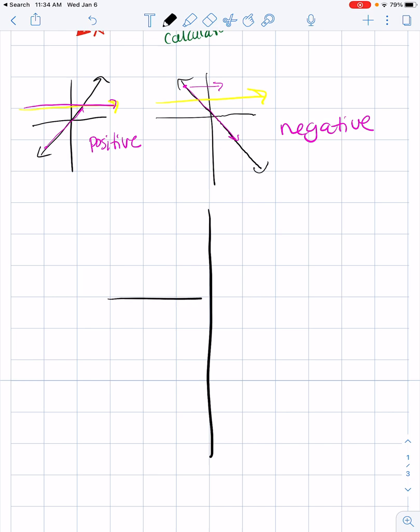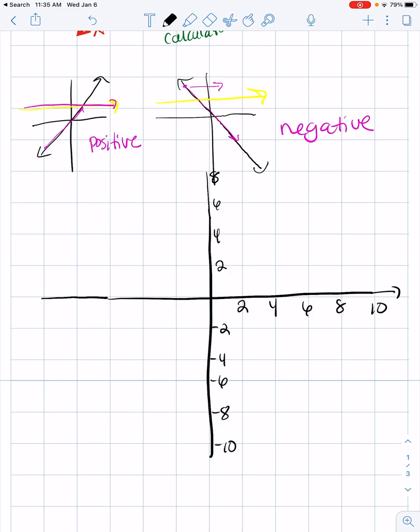You remember these graphs from geometry. And I'm just going to label each line. Actually, you know what, I don't want to do that. I'm going to count by twos. So 2, 4, 6, 8, 10, -2, -4, -6, -8, -10, 2, 4, 6, 8, and we'll do 10, and then -2, -4, -6, -8, -10.